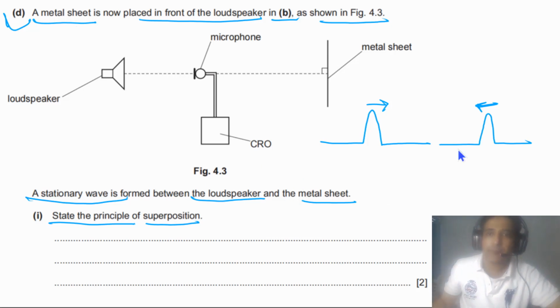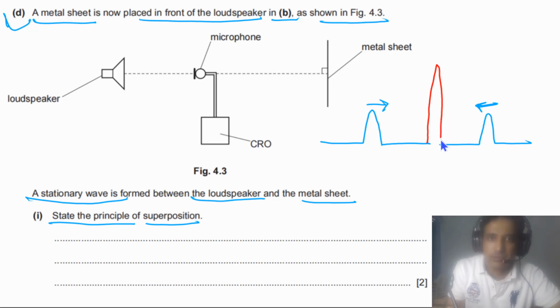Simply we have to add individual displacements of each pulse to get the amplitude, or we can simply say the displacement of resultant wave. So if these two waves meet at this point, let's say the resultant wave will have displacement this one. So this is the supercrest, and this is the vector sum of the displacements of these individual waves. So this is principle of superposition.